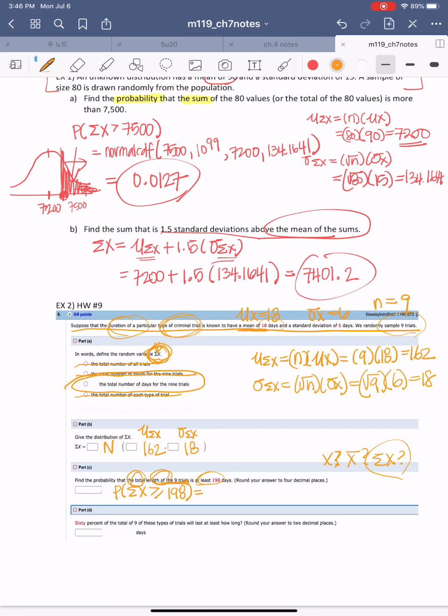Okay, at least. All right, so this is finding the probability, so normal CDF. Lower bound, our mean was 162, so 198 is right there and on. So 198, 10 to the 99, mean will be 162, and then standard deviation is 18. Using the calculator, my area or probability value, I'm getting 0.0228, rounding to 4 decimal places.